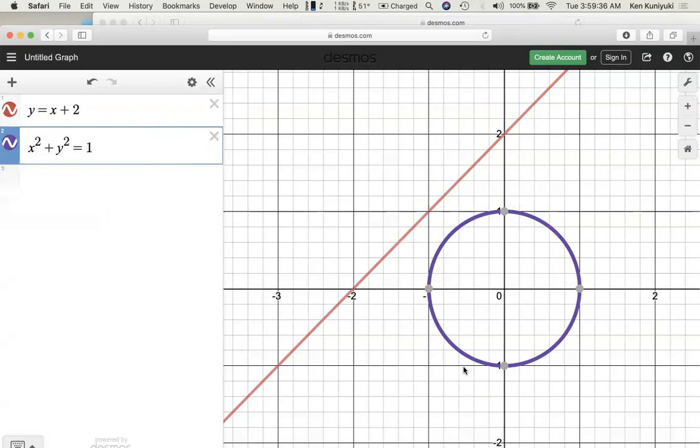So if you do a decent job of graphing this circle, don't go nuts and make it too ovally. Don't make it an ellipse, all right? If you do a decent job of graphing this circle, how many intersection points do we have between this circle and this line? None. If you do a decent job graphing these things, the answer is none.